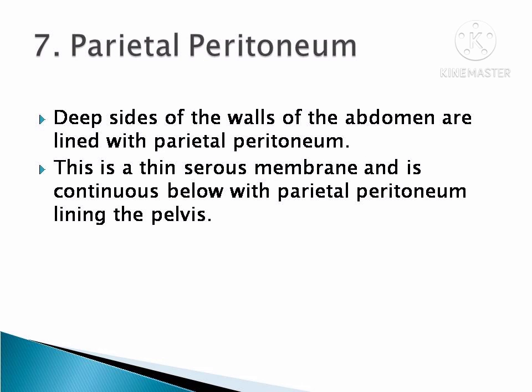Seventh layer is parietal peritoneum. Deep sides of the wall of the abdomen are lined with parietal peritoneum. This is a thin serous membrane and is continuous below with the parietal peritoneum lining the pelvis. It was all about the anterior abdominal wall.